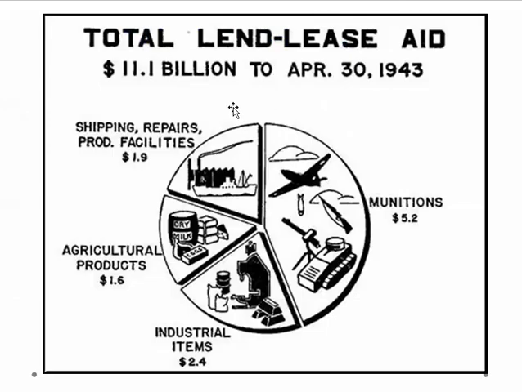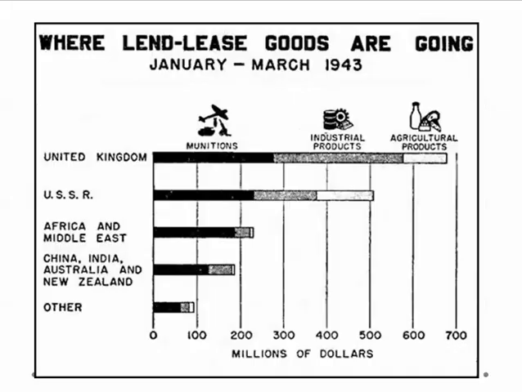Okay, let's look at this. $11 billion to 1943 in Lend-Lease aid: shipping and repairs, production facilities, munitions, agricultural products, industrial items of all sorts are going to be sent. Here's some little charts here. Where did the Lend-Lease goods go? Look at the United Kingdom. Great Britain, that's where we really wanted to send it. We also sent it to the Soviet Union, some to Africa and China and India and other nations, but mostly to Great Britain.